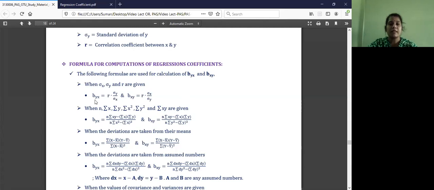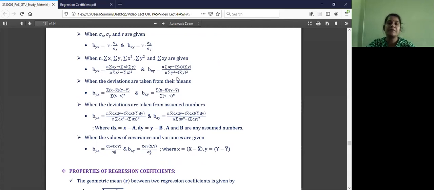So the formula is byx. That means regression coefficient of y on x is equal to r multiply sigma y upon sigma x. So the second one is bxy. That means regression coefficient of x on y. The formula is r multiply sigma x upon sigma y. In the denominator, we write according to this variable. Got it?